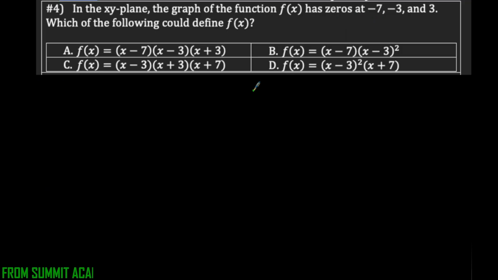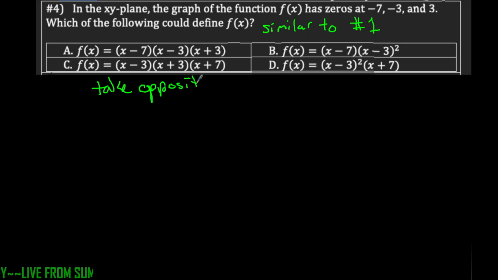On number 4, it says in the xy plane, the graph of the function f of x has zeros at -7, -3, and +3. Which of the following could define f of x? So similar to problem number 1, but what we're going to do is take opposites of points for that general equation.